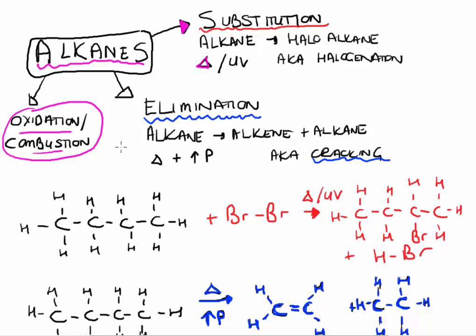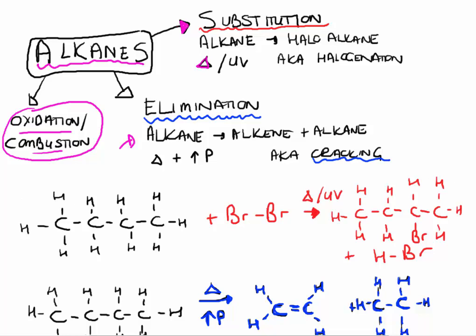Then the last reaction that alkanes can go through is elimination. Elimination is where we see an alkane forms an alkene and another alkane. So it's basically just splitting it up into smaller parts. It's also known as cracking. So for cracking to occur, we need high heat and high pressure. Now just know that alkanes, when they go through cracking, can also form an alkane and hydrogen or an alkene and hydrogen, depending on how many carbons you have.